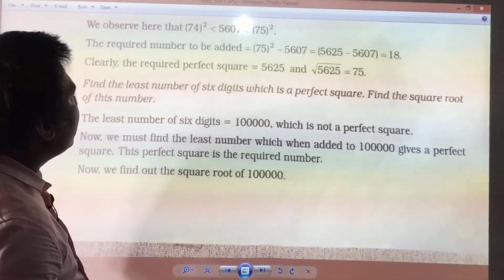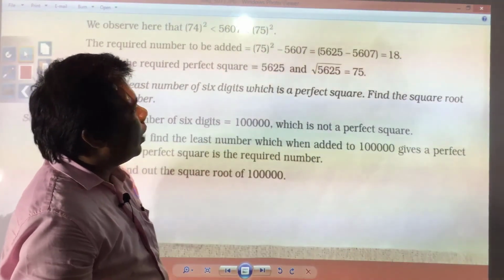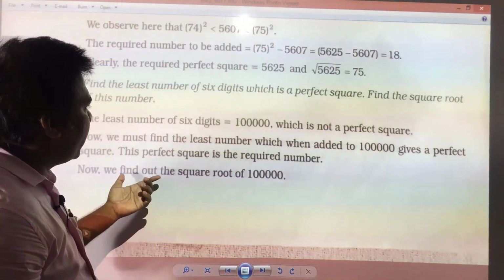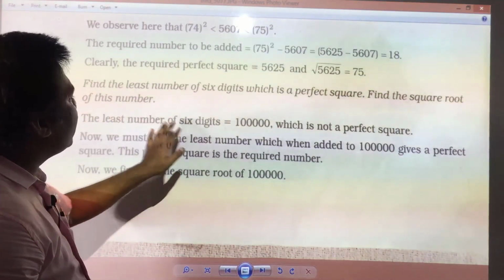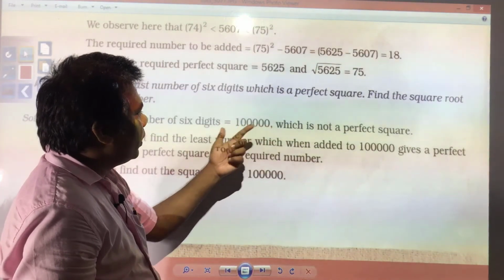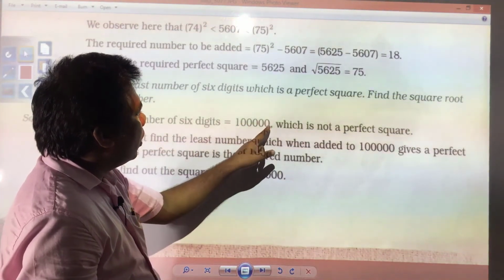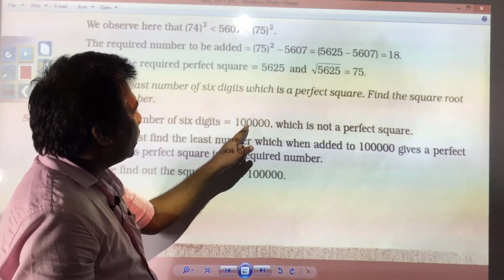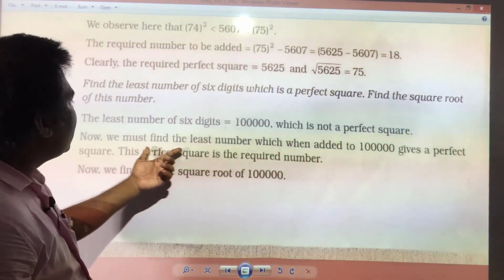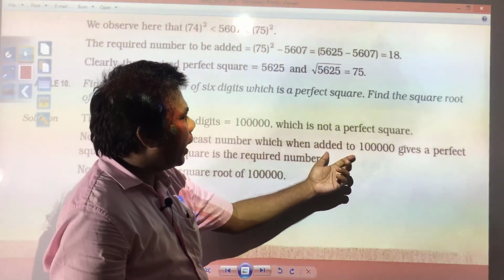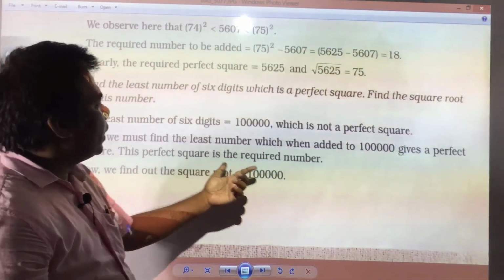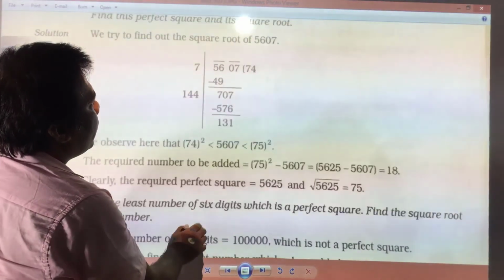find the least number of 6 digits which is a perfect square. Find the square root of this given number. Again the same thing is required to be done. Suppose the least number of 6 digits will have 5 zeros, 1 followed by 5 zeros, that is 1 lakh, which is not a perfect square. Now we must find the least number which when added to 1 lakh gives a perfect square. This perfect square is the required number. The same method is required to be done.